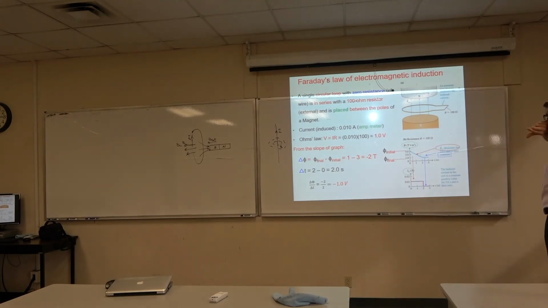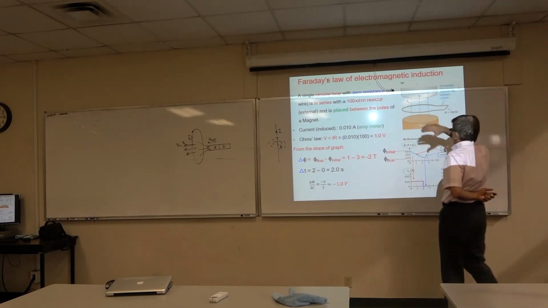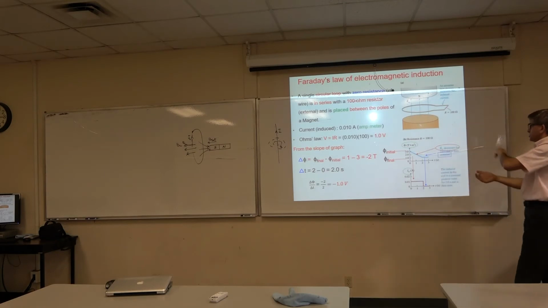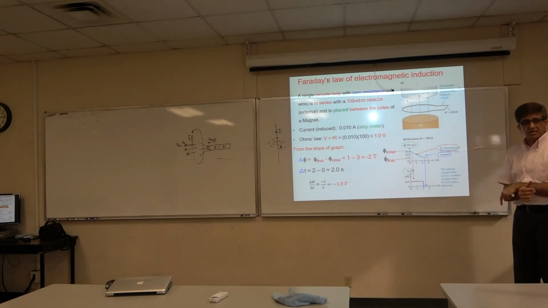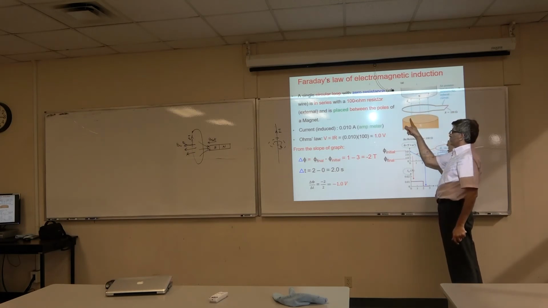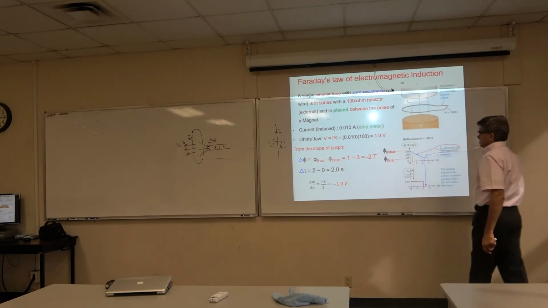Now this whole system is placed in between the two magnetic poles. This is the external magnetic field. Here is the north pole and the south pole. The external magnetic field lines go from the north to the south.